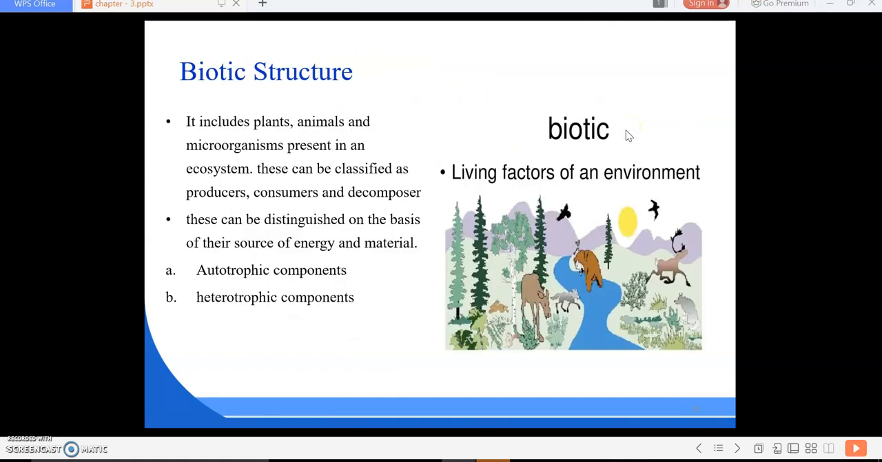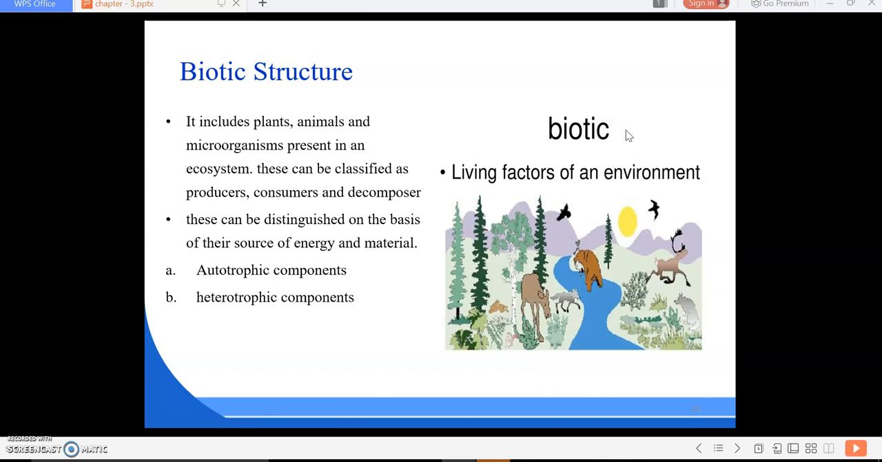Next is our biotic structure. The living factors of an environment are known as our biotic structure, which includes plants, animals, and microorganisms present in an ecosystem. It can be classified as producers, consumers, and decomposers, which are the components of the biotic ecosystem. And living things are made of carbon and other chemicals with a lot of water added.